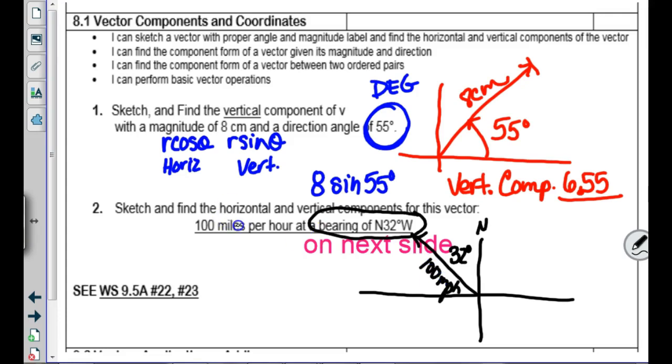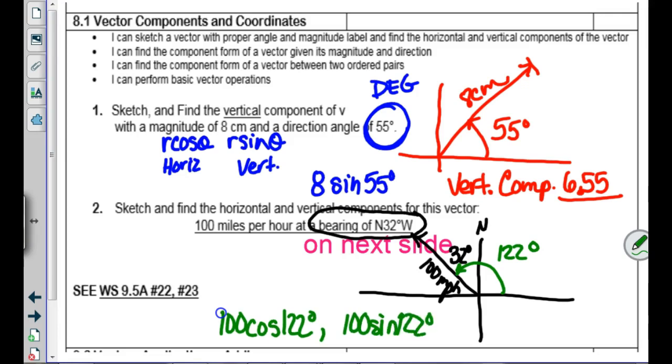Okay, that's part of the question. But then it says find the horizontal and vertical components. What's the trick? Can we use 32? No. No, what do we have to do? Good job. So we add 90 and get 122, and then we just type 100 cosine 122. What mode are we in? Still in degrees.